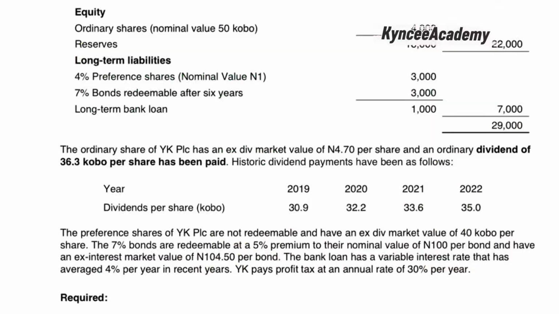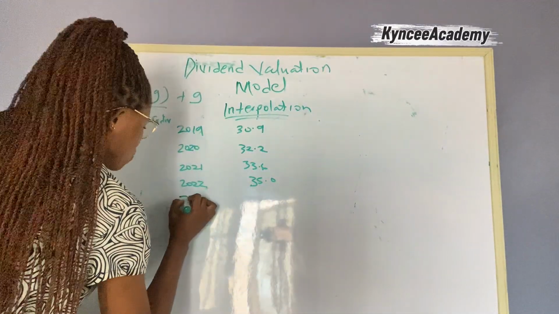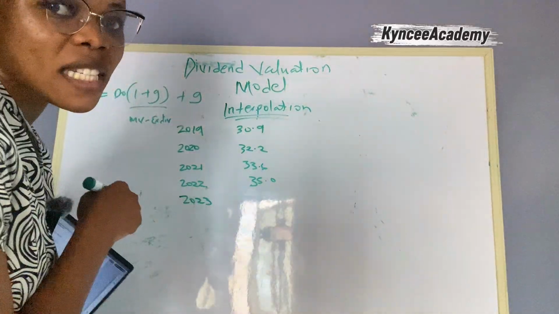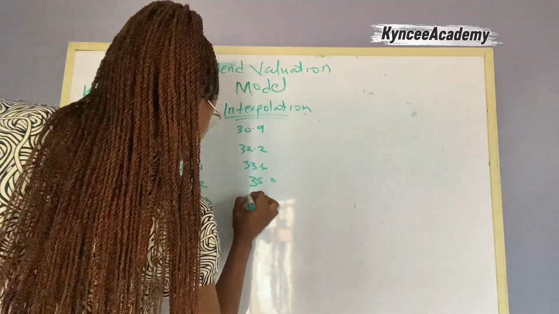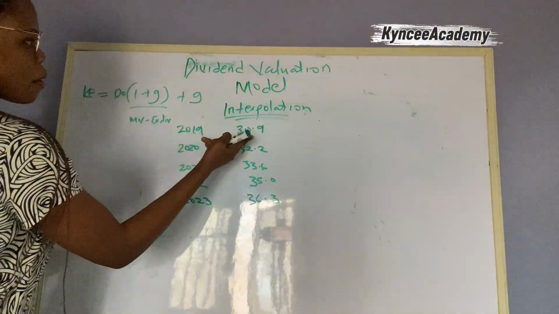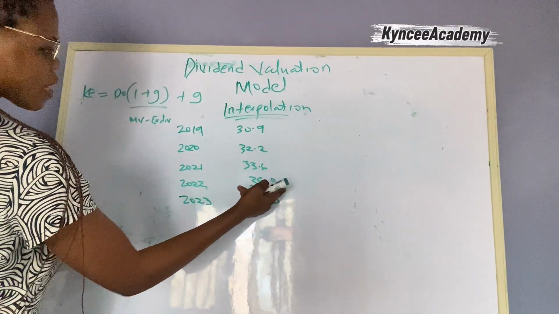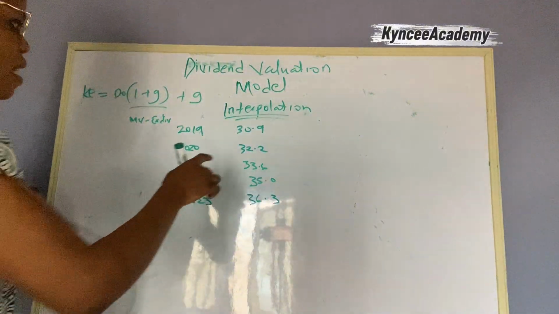35.0. So now they said the ordinary share capital of Inca PLC has an ex-dividend market value of 4.7 naira per share and an ordinary dividend of 36.3 kobo per share. This is the current dividend, which is for 2023 since it has been paid, which is 36.3. So you can see from 30.9 to 32.2 to 33.6 to 35.0 to 36.3, which means that dividends are growing.